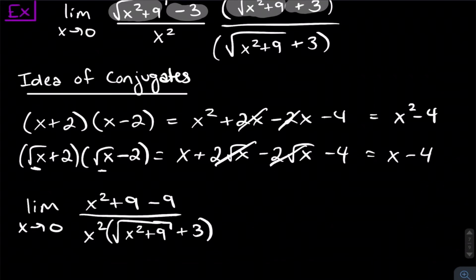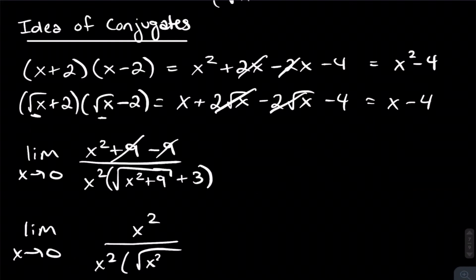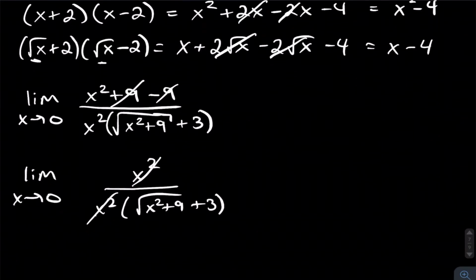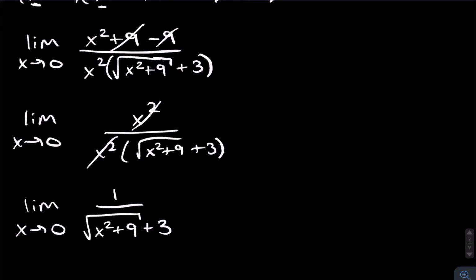And notice what happens. We can rewrite this as the limit as x approaches 0 of, these 9's go away. We're left with an x squared over x squared. And then this bottom x squared is being multiplied by the square root of x squared plus 9 plus 3. The x squareds go away. And getting a little less sloppy here, this becomes the limit as x approaches 0 of 1 over the square root of x squared plus 9 plus 3.